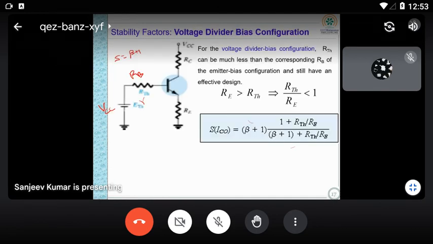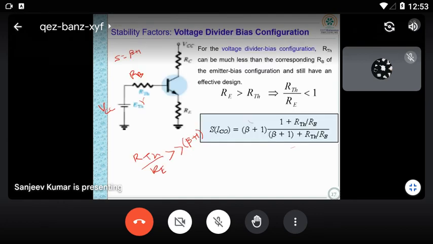So for emitter bypass and this case, as the standard you can take for better stability, RTH by RE should be greater than beta plus 1. Okay, so the stability will be good. The stability will be beta plus 1. So the relation you can see: whenever you are selecting resistance values, you have to check.